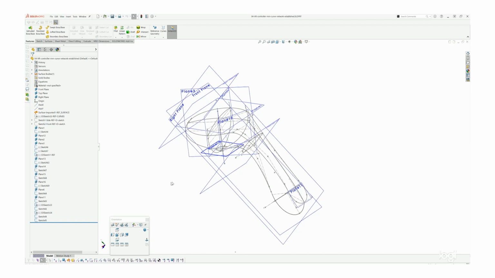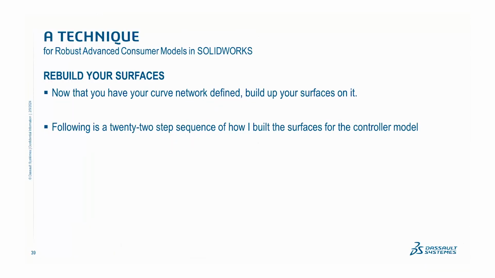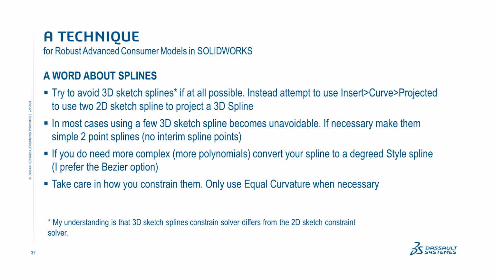And so with this curve network, we want to start building our surfaces on top of this curve network. Now, let me just pause here and talk a little bit about splines, because there are a few 3D sketch splines in that curve network model. And I want you, if possible, to avoid 3D sketch splines. The reason I say this is because they are particularly susceptible to over-defining when design intent changes.